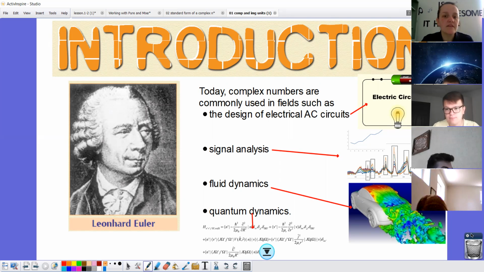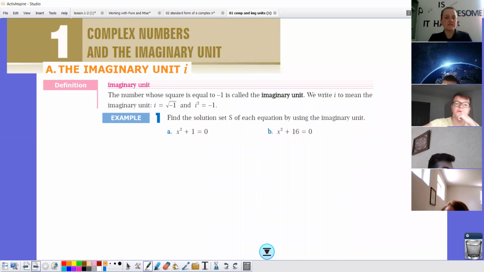As you can see, the design of electrical circuits, signal analysis, fluid dynamics, quantum dynamics, these are all places where complex numbers are used. Now we'll see what complex numbers are and how we can do operations with them. When you understand this, if you continue later with things related to engineering, you will use more complicated complex numbers.